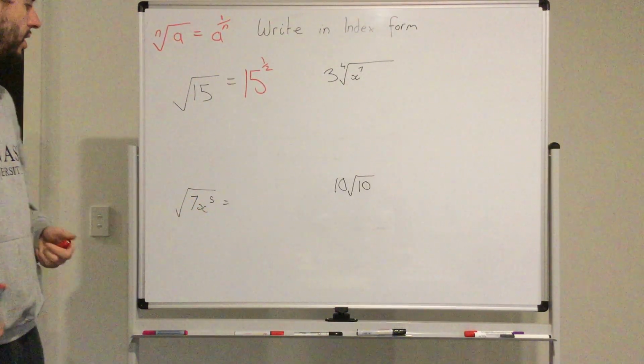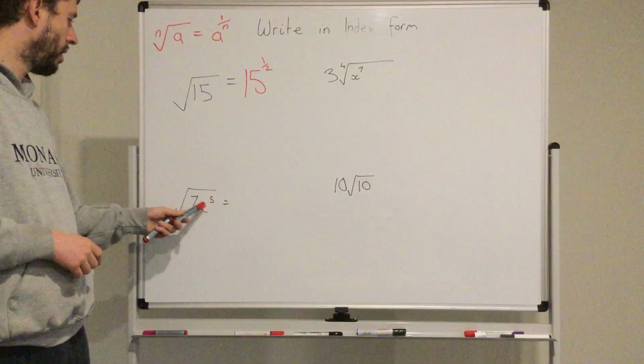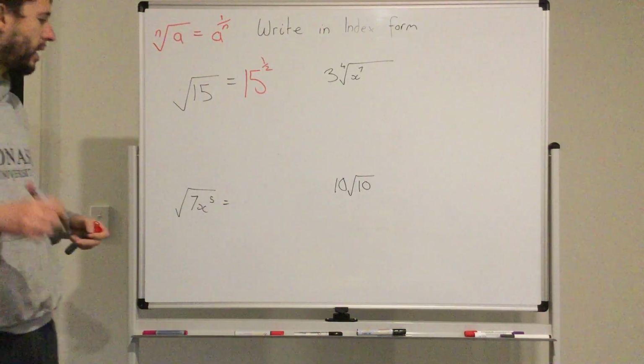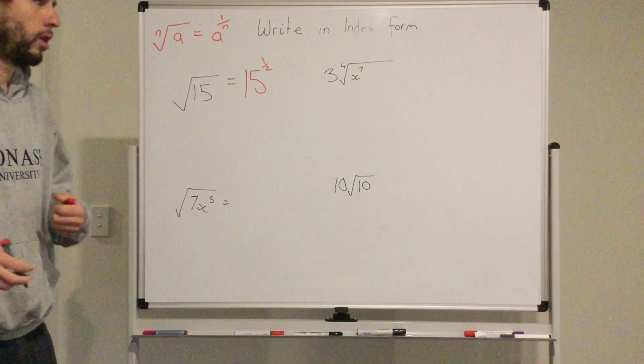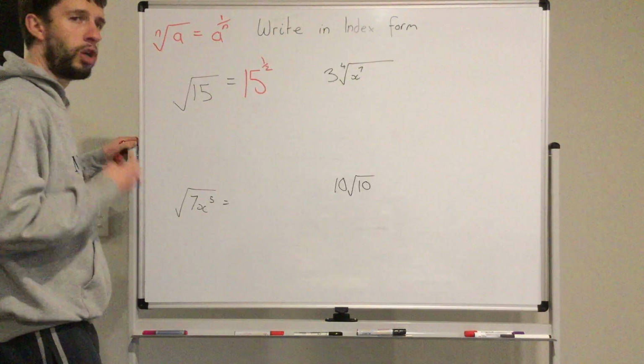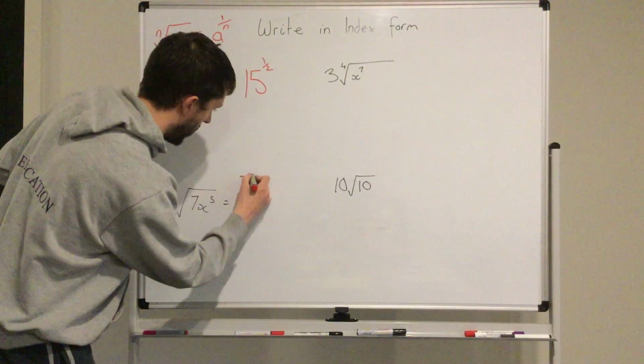Let's look at 7 to the power of 5, which is being square rooted. First thing I think about, what is the opposite of square root? Well, I know the opposite is going to be to the power of a half. So I'm just going to write it.